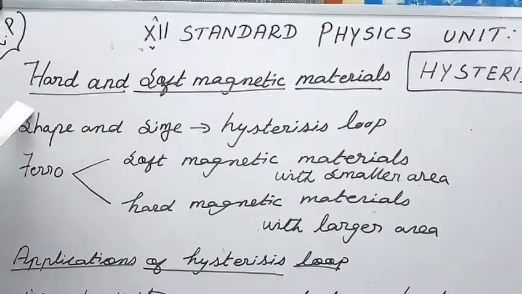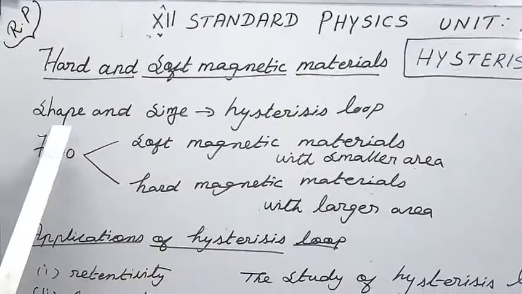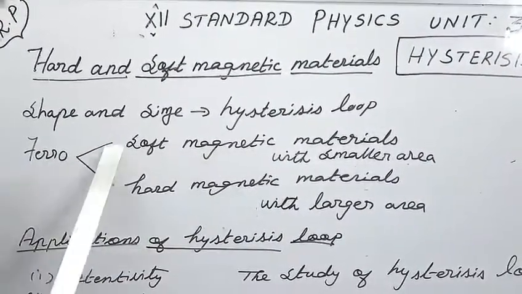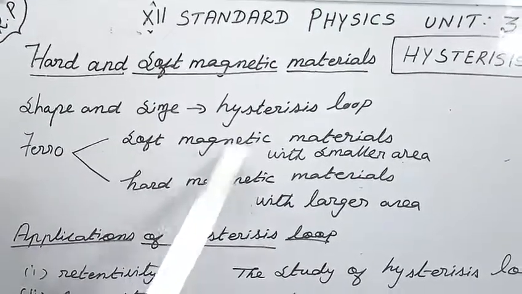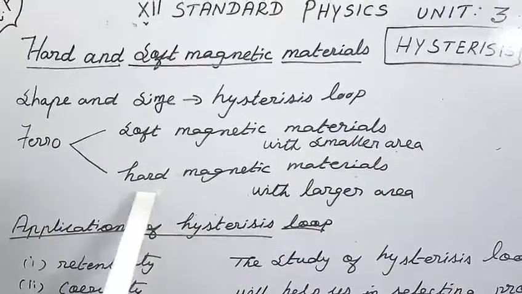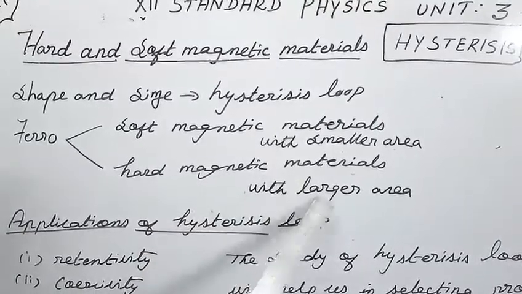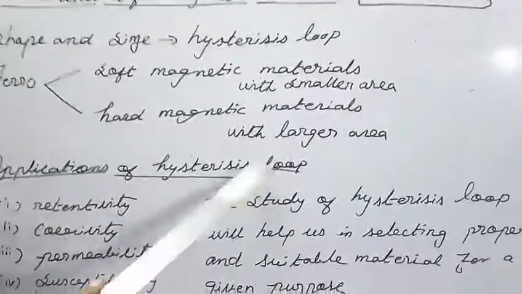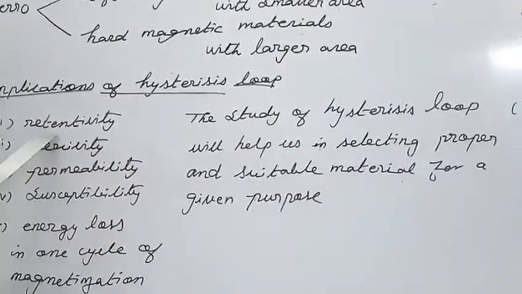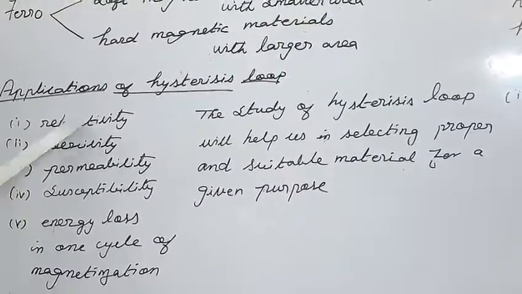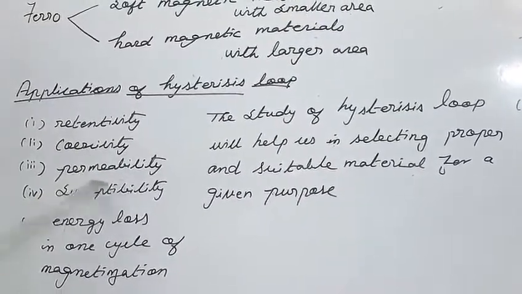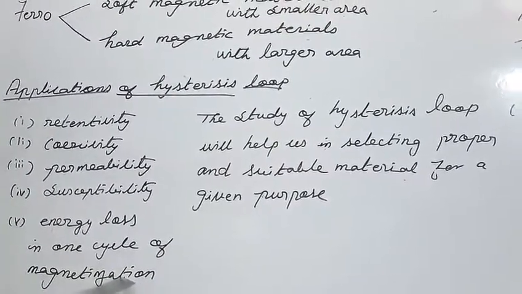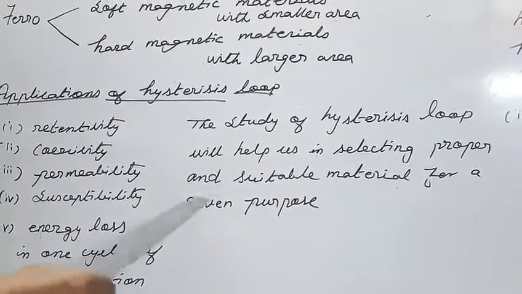Our next topic is hard and soft magnetic materials. Based on the shape and size of the hysteresis loop, the ferromagnetic materials are classified into soft magnetic materials with a smaller area and hard magnetic materials with a larger area. And next topic is applications of hysteresis loop. The hysteresis loop provides information such as retentivity, coercivity, permeability, susceptibility, and energy loss during one cycle of magnetization, etc. Now, we can see the examples.